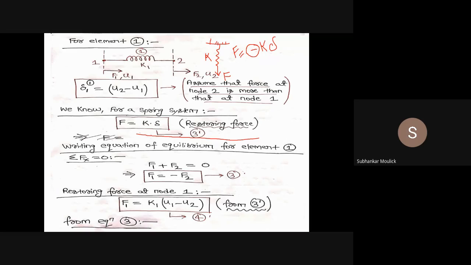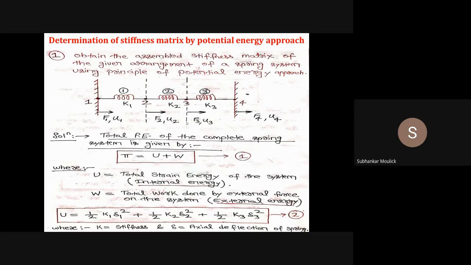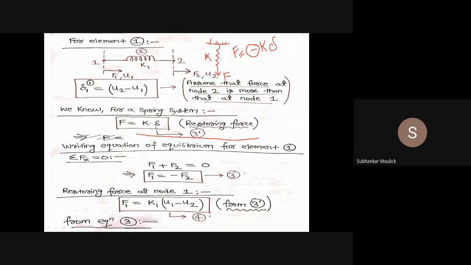Then the governing algebraic equation for this entire problem is nothing but F equal to K into delta. Yes or no? This is the governing algebraic equation for this particular problem. Is it okay? Yes, sir. Equation number 3 dash. Yes, sir. Okay. So I have written down the governing algebraic equation for this problem.